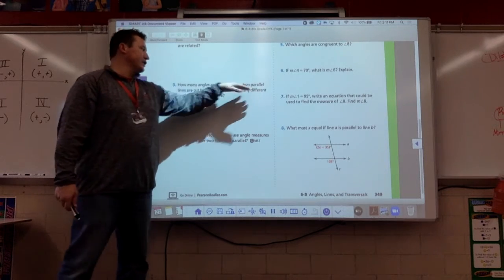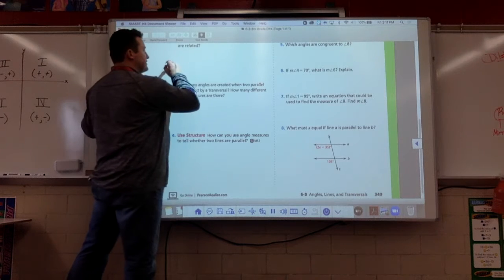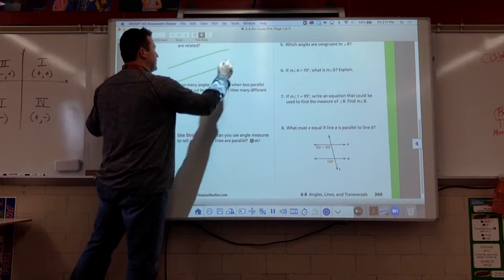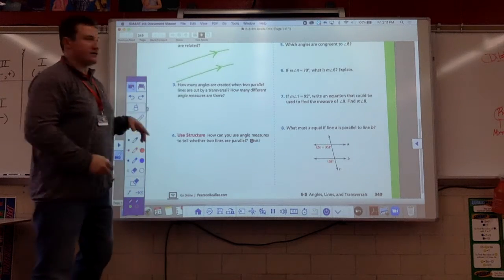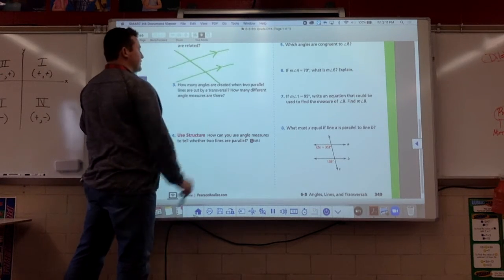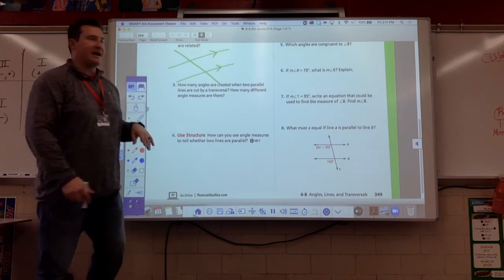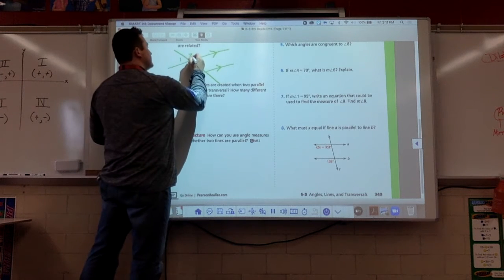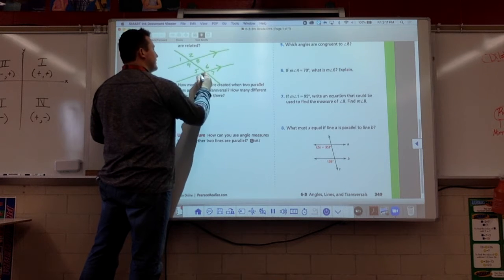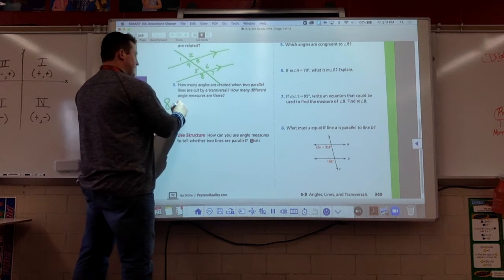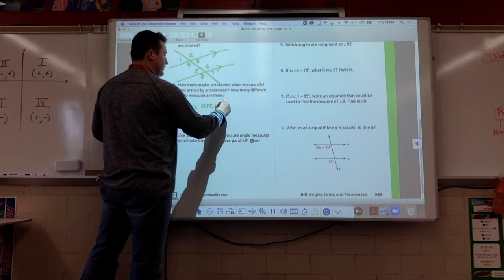How many angles are created when two parallel lines are cut by a transversal? So guys, in other words, here are my two parallel lines. I know they're parallel, right, because they have the little arrows on them. Here is my transversal. So how many angles did we just make? We just made 8 angles, right? 1, 2, 3, 4, 5, 6, 7, 8. So 8 angles are formed.